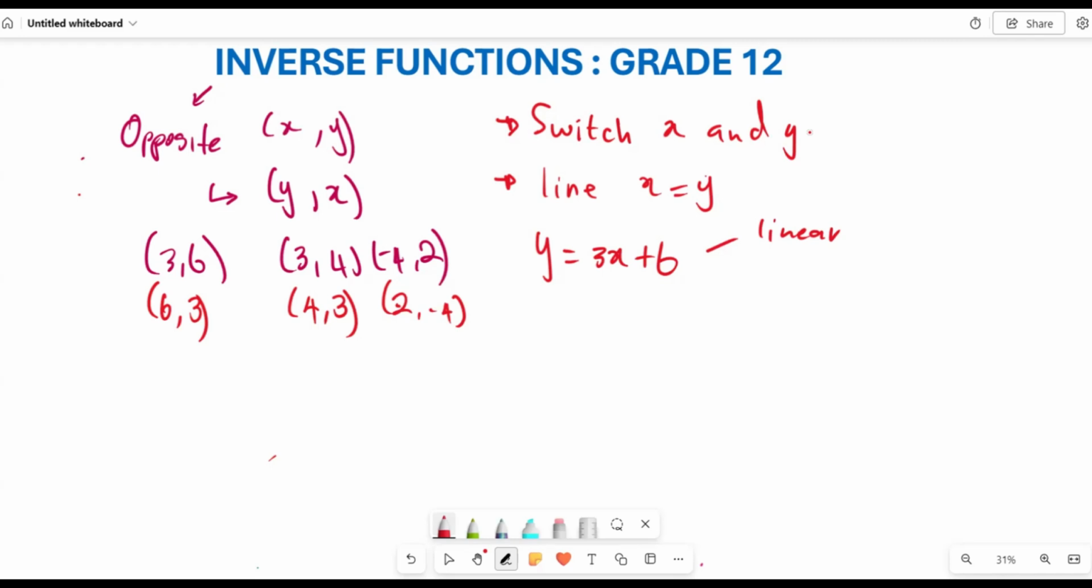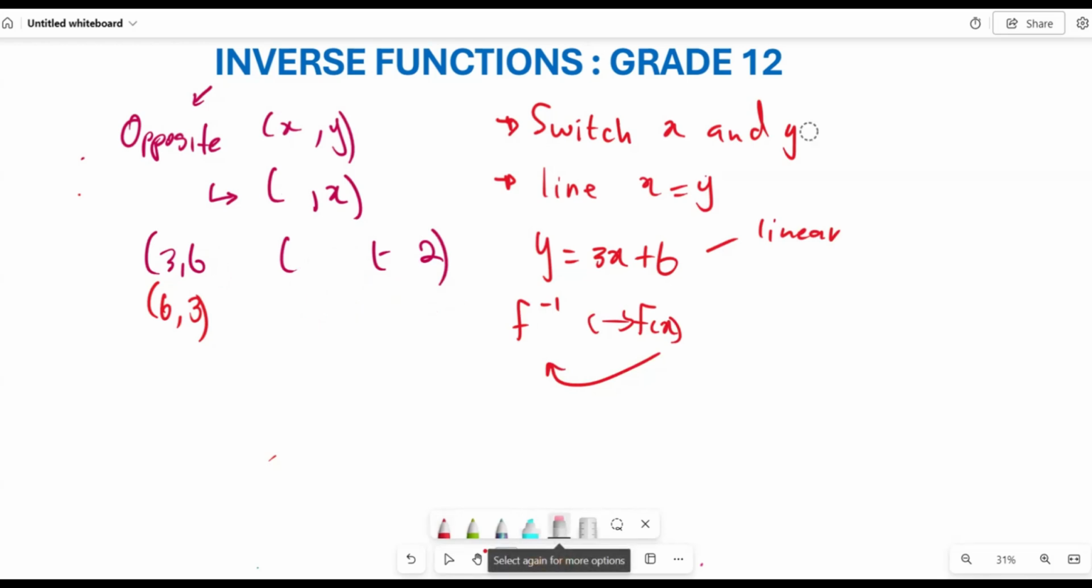Firstly, I want to introduce to you this symbol, which is f to the power of negative 1. This is the one that represents an inverse altogether, right? So for an example, if this was our f of x, then the inverse of f of x will be this one over here, right?